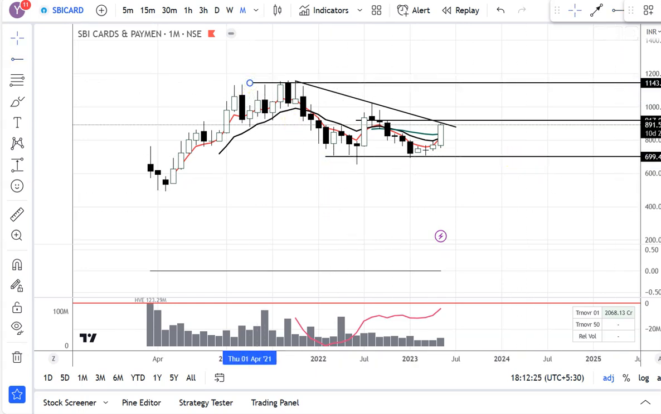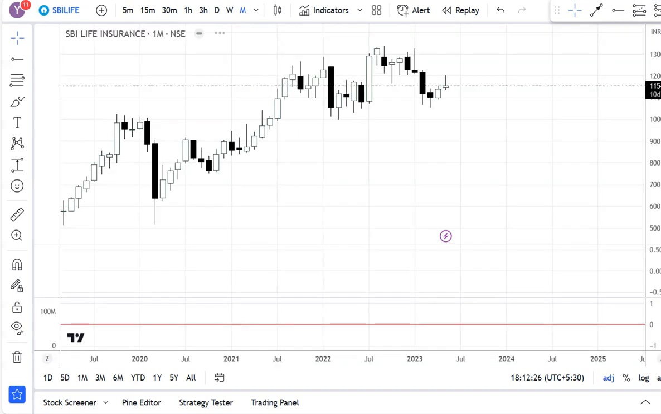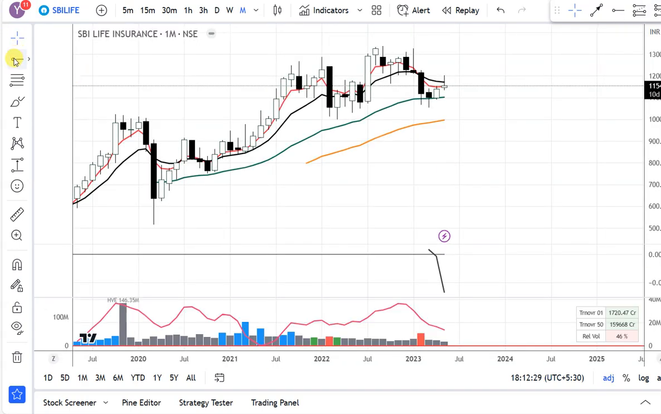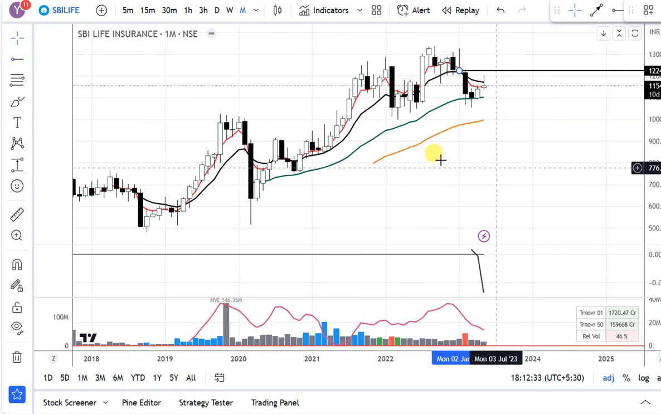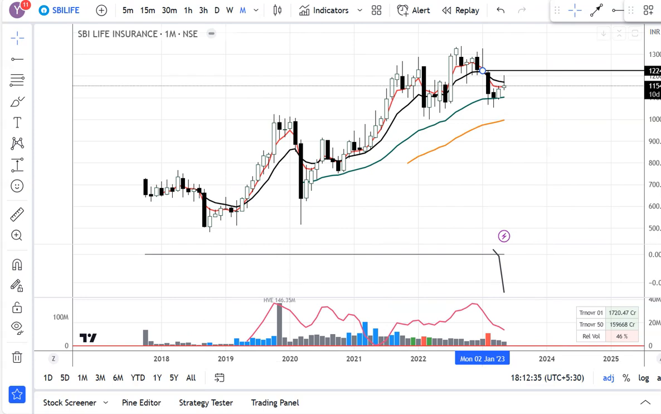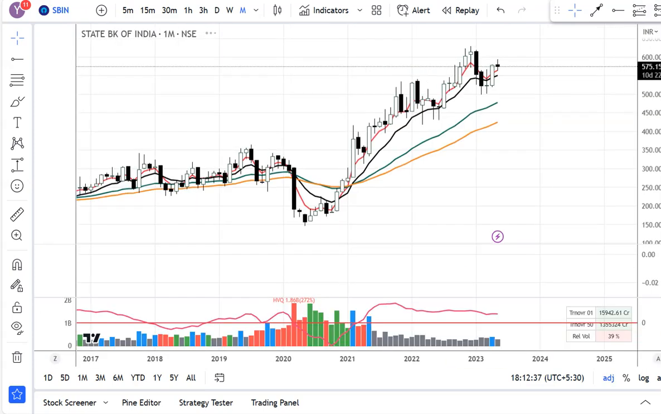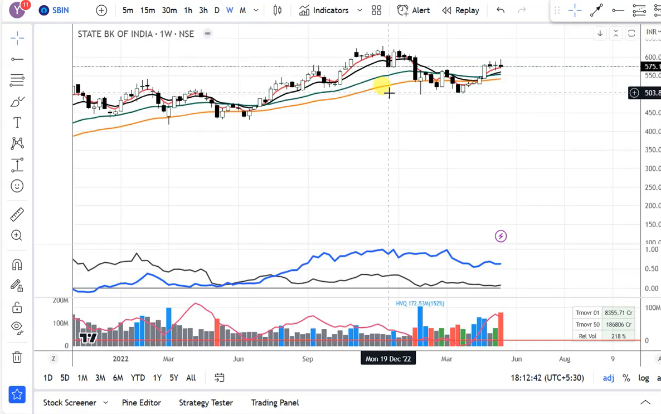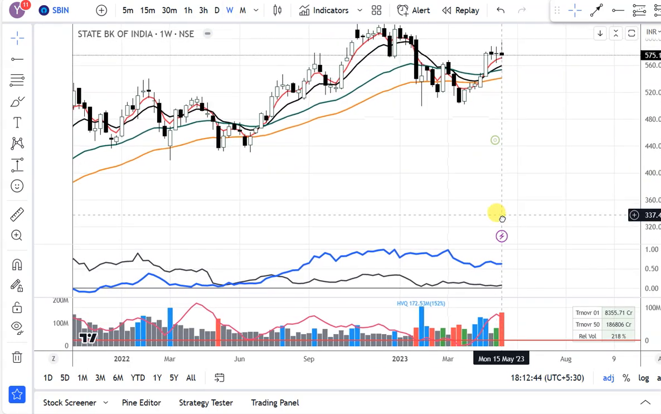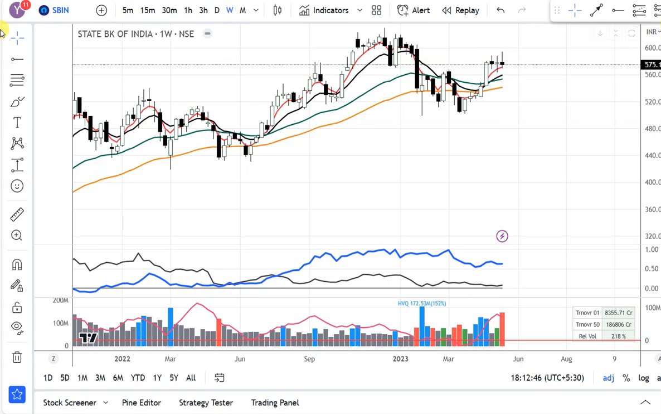SBI is taking a little bit of a hit in this area because of this big candle. So unless 605 breaches, SBI is under pressure only. Shree Cement, nothing at all. Shriram Finance, nothing at all.